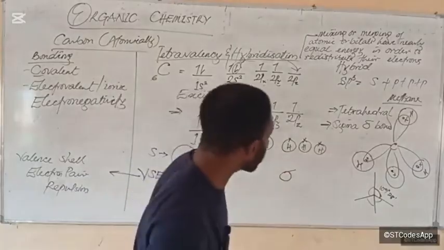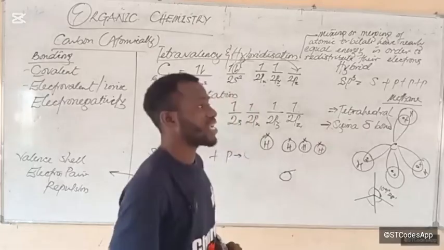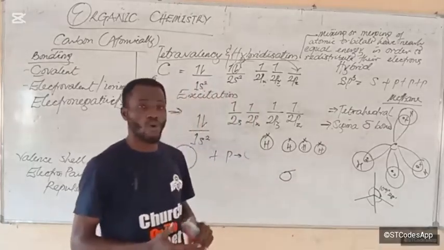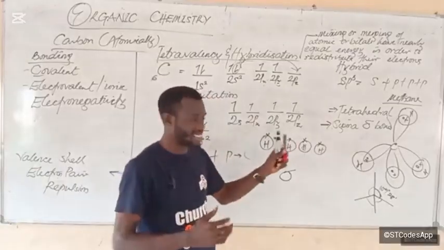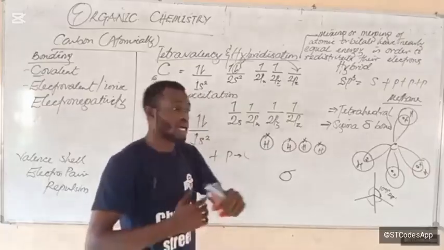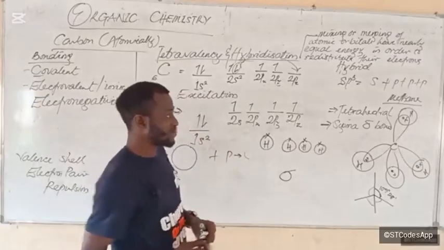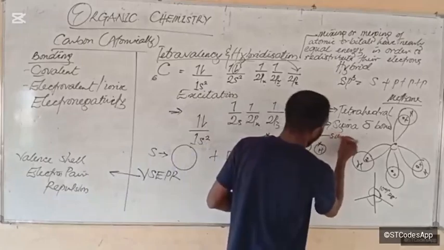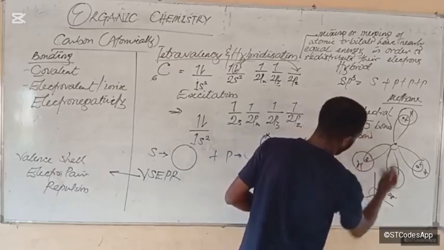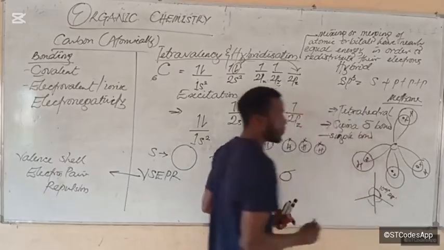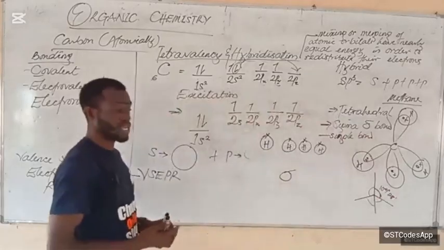So, a sigma bond is a bond that allows for symmetrical rotation about its axis. It allows for free rotation about its axis, and it is formed in a single bond. Is that okay? Throughout here, you are going to see single bonds in the methane molecule.